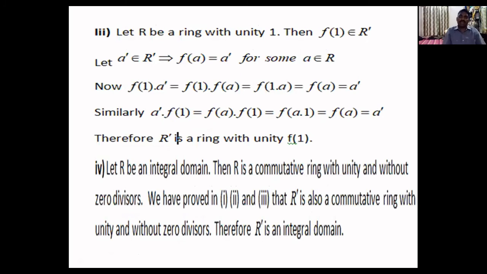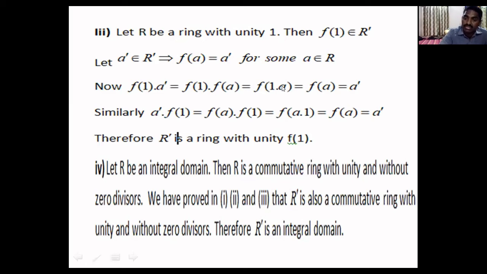Next one. Here if R is a ring with unity, then R dash is also a ring with unity. Let R be a ring with unity, then f of 1 belongs to R dash. Here 1 belongs to R, under the mapping f of 1 belongs to R dash. Let A dash belongs to R dash implies f of A is equal to A dash for some A belongs to R. Now f of 1 dot A dash is equal to f of 1 dot f of A, since f is a homomorphism. Thus f of 1 dot f of A can be written as f of 1 dot A, that is equal to f of A, that is equal to A dash.